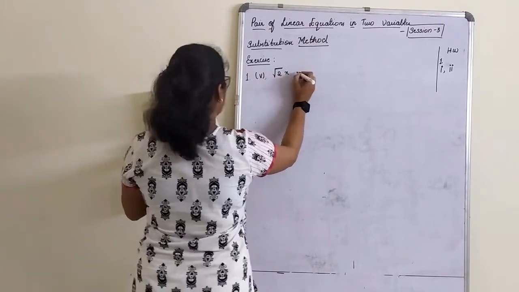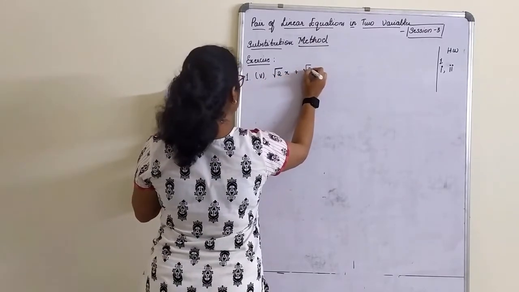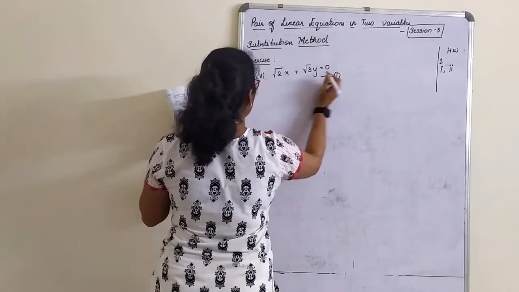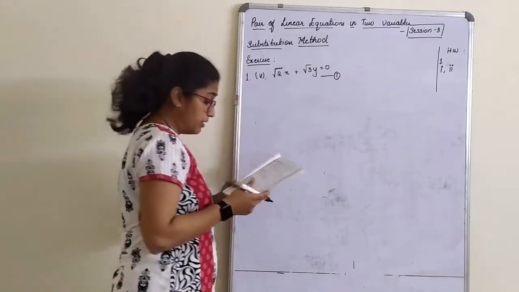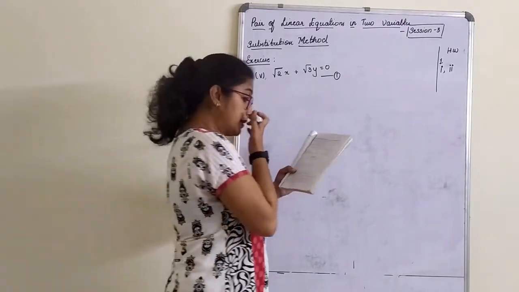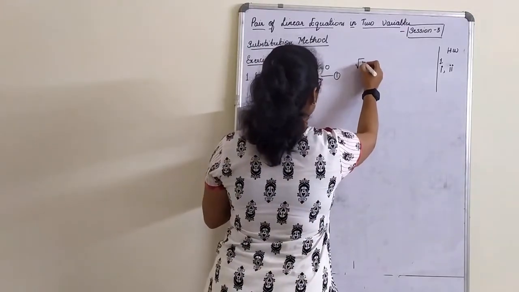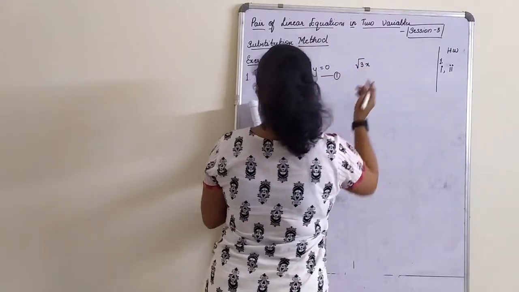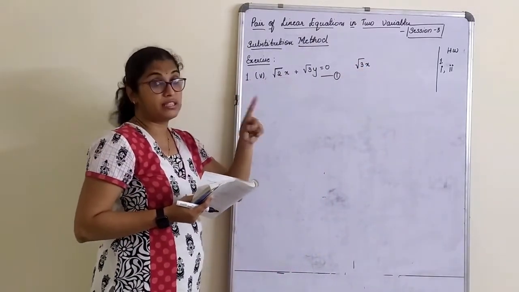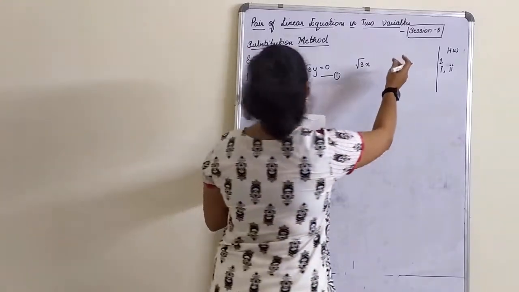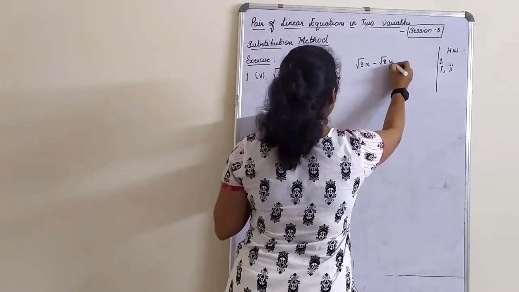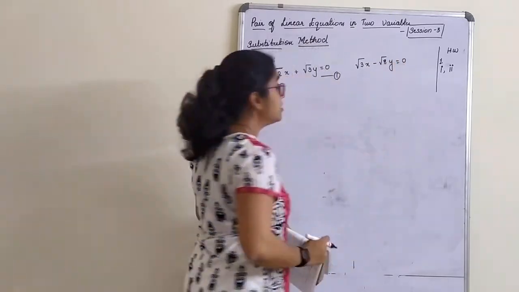Root 2x plus root 3y is equal to 0. Equation 1. This is the solution part only that I am starting, so directly I will write. You need to copy the question and then rewrite it again. Next, root 3x, now when you write this, the root is only for 2, not for x. Please see and write it properly. Minus root 8y is equal to 0.